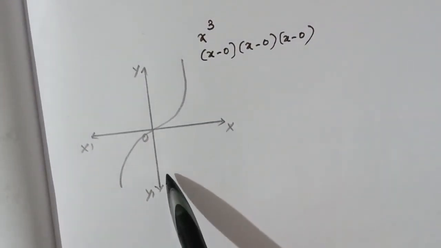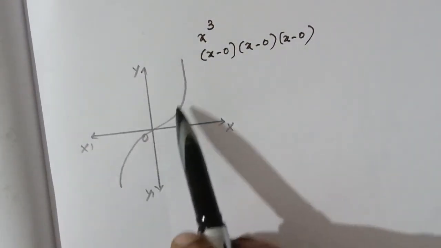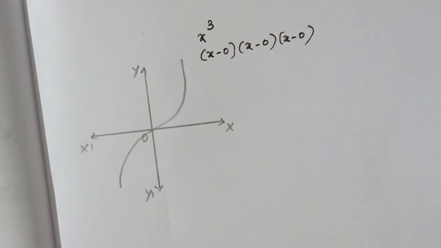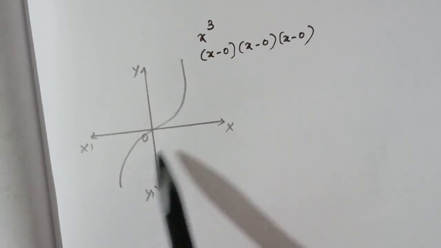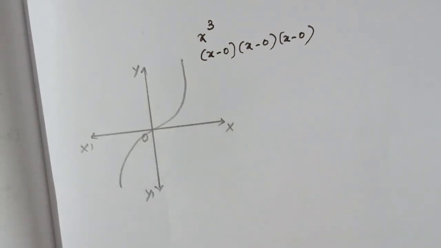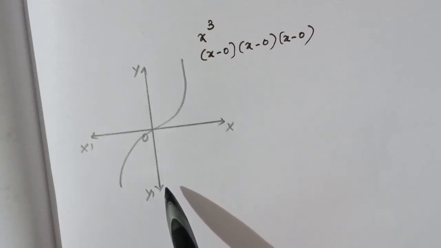Now we will see another graph. Is this a straight line? No. Is this a parabola? No. So surely this is a graph of a cubic polynomial. And a cubic polynomial, as I told you, has 3 zeros.